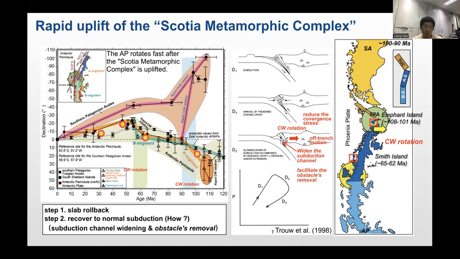So there are two steps to create these metamorphic rocks. Firstly is the slab rollback, and step two is the recovery to a normal subduction. Previous studies ascribed the formation of these rocks to the reduced coupling stress and the obstacles in the subduction channel. But we speculate that the clockwise rotation or the off-trench motion of the Antarctic Peninsula can also widen the subduction channel and facilitate the obstacle removal or the rapid uplift of these rocks from a widening subduction channel.